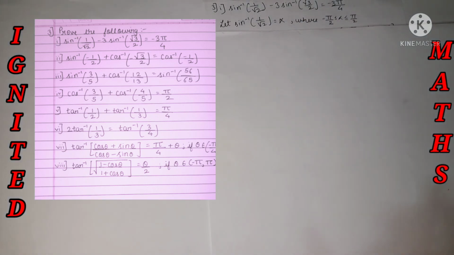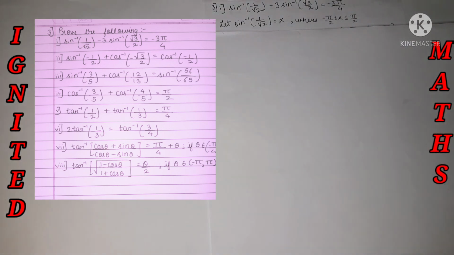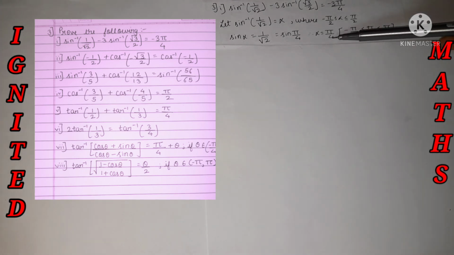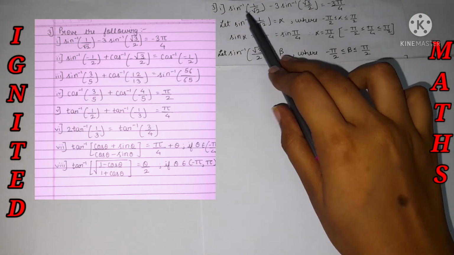Sine inverse of 1 by root 2 is equal to alpha. We have put the value, in which alpha should lie between minus pi by 2 and pi by 2, which is the closed interval. So sine alpha is equal to 1 by root 2, and 1 by root 2 is nothing but sine of pi by 4. So alpha is equal to pi by 4, lying between minus pi by 2 and pi by 2. So we have found alpha is equal to pi by 4 over here.